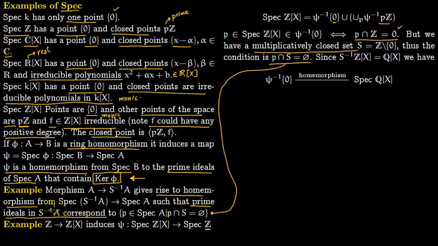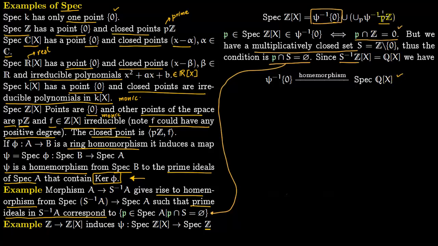So we have S inverse of Z, and S inverse of Z is nothing but our rationals, and you take X as such here. So we have a homeomorphism corresponding to this first thing: Psi inverse of g has a homeomorphism to Spec of Q[x], just from this map here.